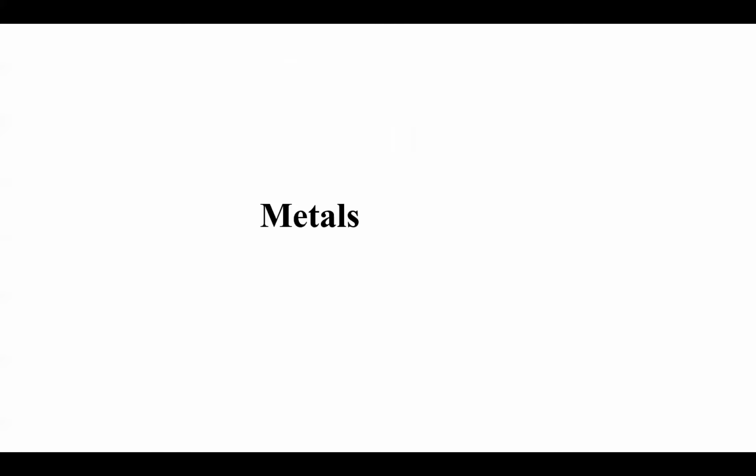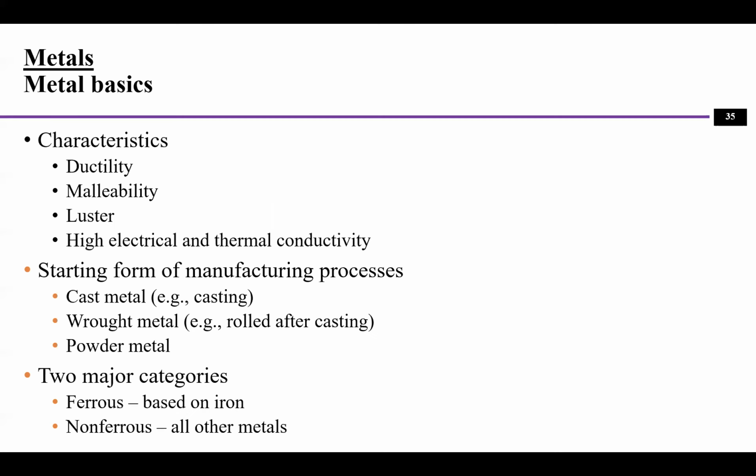All right, so after we talk about mechanical properties, now let's look at the three different types of common materials. The first one, the metals. Metal typically has some common characteristics, for example, its ductility, malleability, luster, and also high electrical and thermal conductivity, right?